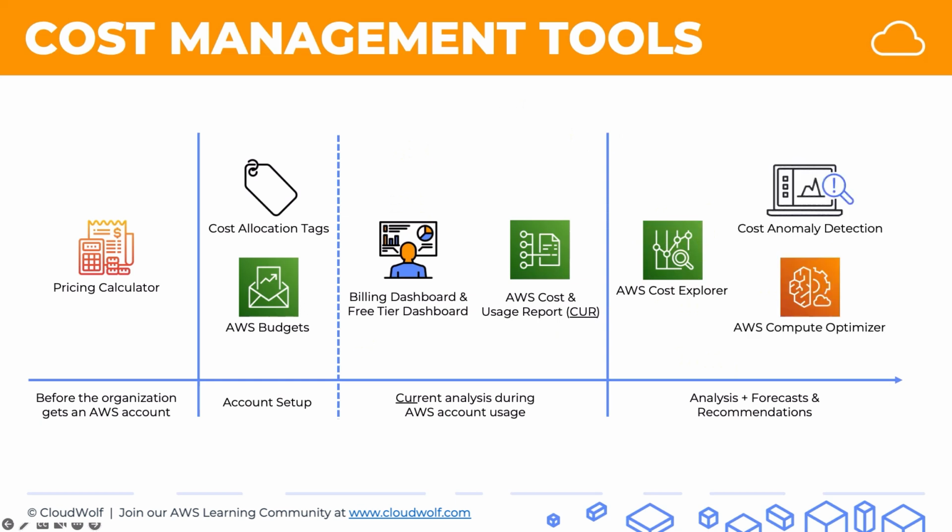Then you have two more tools, Cost Anomaly Detection and AWS Compute Optimizer. Again, they can be useful in the current stage. They have some analysis capabilities, not just forecasts and recommendations, but they do have forecasts and recommendations, which is not available here. That's why they're sitting in this section.